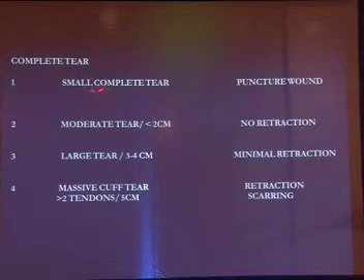If we go for the complete tear, then it can be a complete small tear, like a puncture wound. Type 2 is a moderate tear, less than 2, but there is no retraction. This is more important: 3 is the large tear, usually 3 to 4, but some retraction is there. And lastly, the massive tear. A massive tear by definition involves 2 tendons or is more than 5 centimeters, and there is always retraction and scarring.